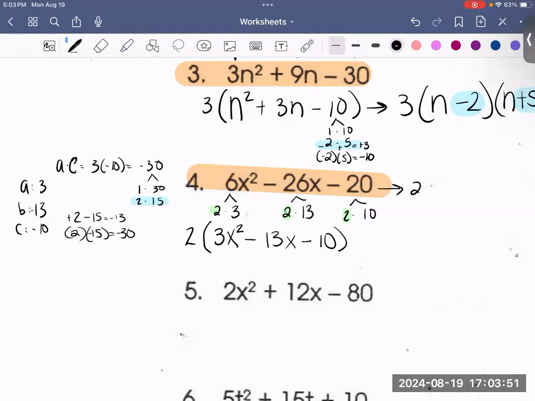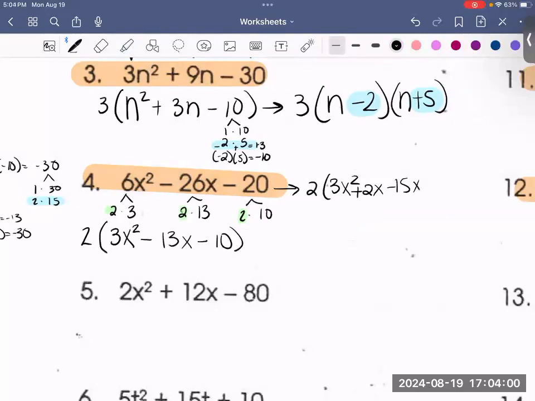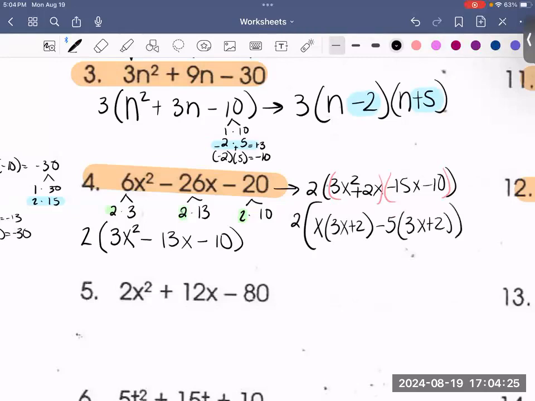So we can rewrite this as being 2 times 3x squared plus 2x minus 15x minus 10. And the order doesn't matter if you want to write negative 15x first. Does not matter one bit. So then we can do factor by grouping. So you get 2 that's on the outside, and then you get x, 3x plus 2, negative 5, they have a 3x plus 2 in common. So you're left with 2, x minus 5, and a 3x plus 2.